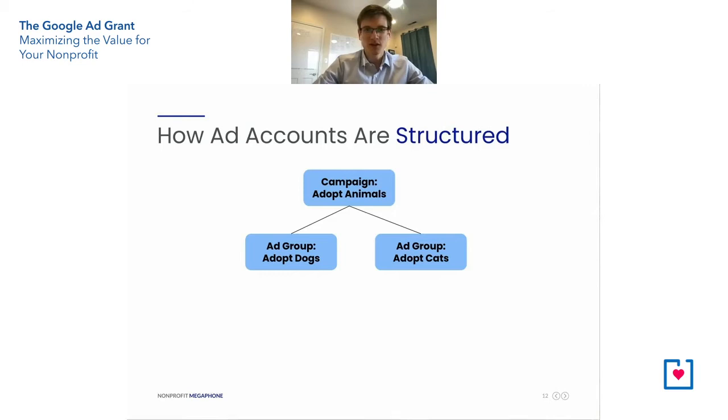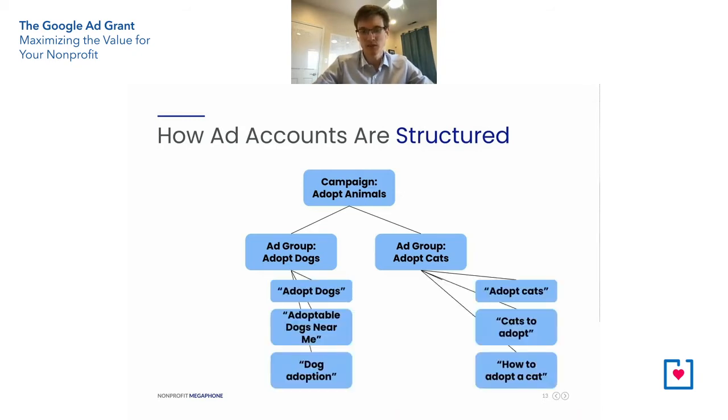And ad groups are groups of tightly clustered keywords that are all very similar to each other. They're designed to align on one intent. Someone who Googles something related to adopt a dog has a different idea in mind than someone who Googles adopt a cat, and so we want to reach those people separately. Keyword examples would be adopt dogs, adoptable dogs near me, dog adoption, and same with cats. You can just think of all the different things that people might search where their intention is, I would like to adopt a dog or a cat or some other animal.